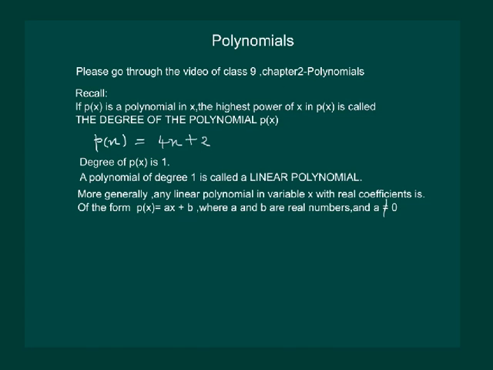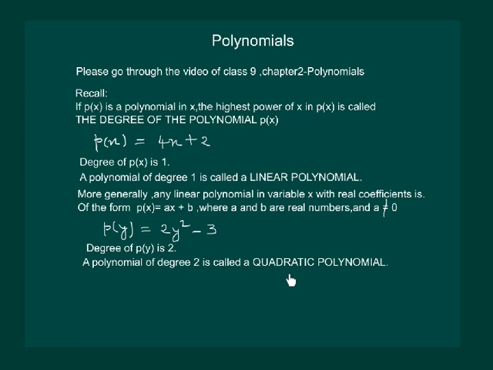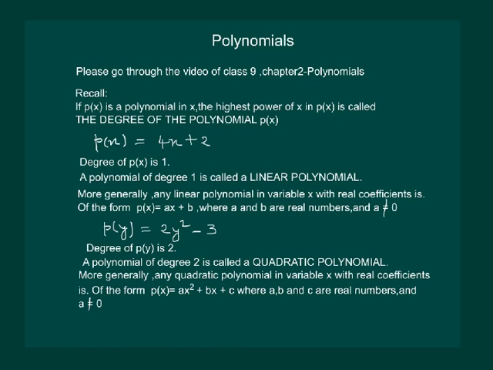More generally, any linear polynomial in variable x with real coefficients is of the form p(x) equal to ax plus b, where a and b are real numbers and a cannot be 0. Now consider another polynomial, say p(y), a polynomial in variable y equal to 2y square minus 3. Since the highest power of the variable in this polynomial is 2, the degree of this polynomial is 2. A polynomial of degree 2 is called a quadratic polynomial. The general form of a quadratic polynomial is ax square plus bx plus c, where a, b and c are real numbers and a cannot take the value 0.